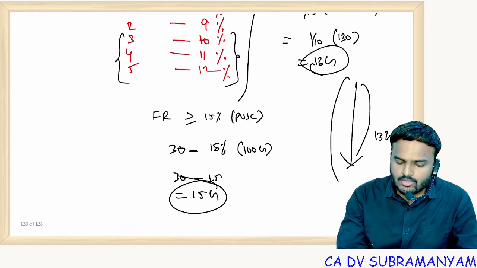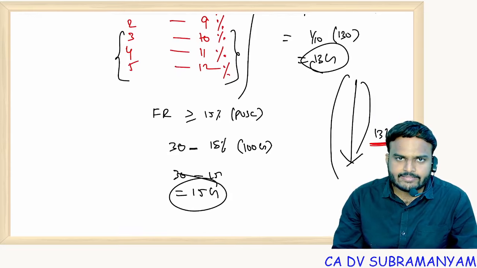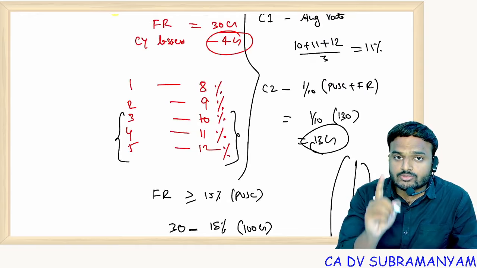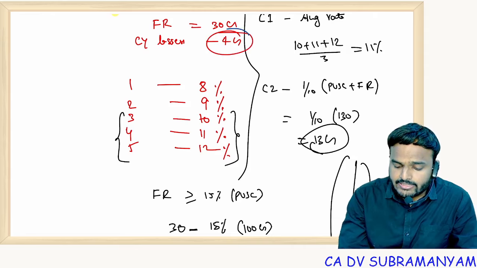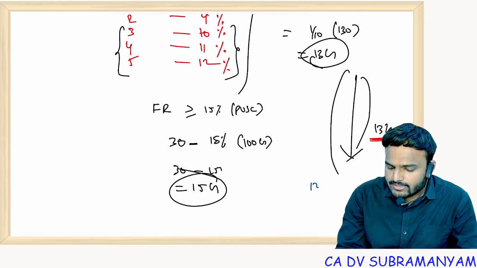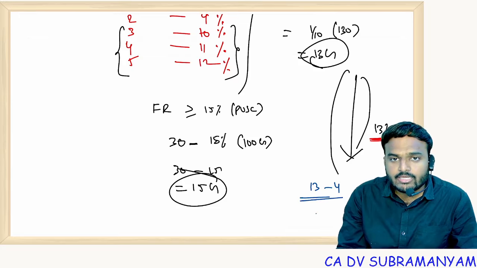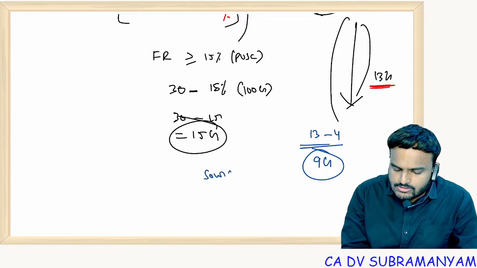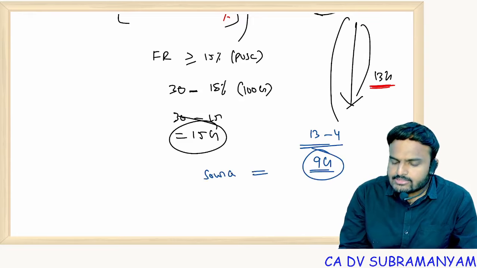Clear? Now once the amount is ready, from that deduct current year loss. Many students are forgetting to deduct current year losses. Deduct 4 crores current year loss. So 13 minus 4, it would be 9 crores. Now for us, source for payment of dividend is 9 crores.